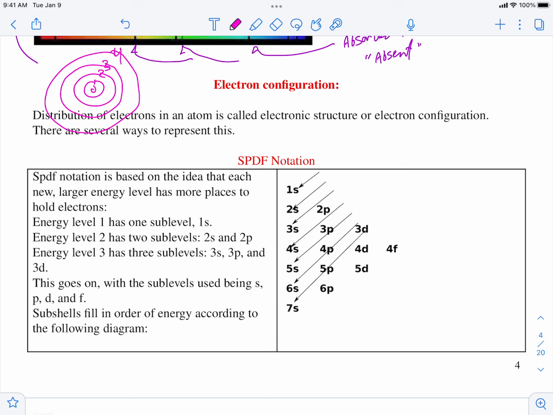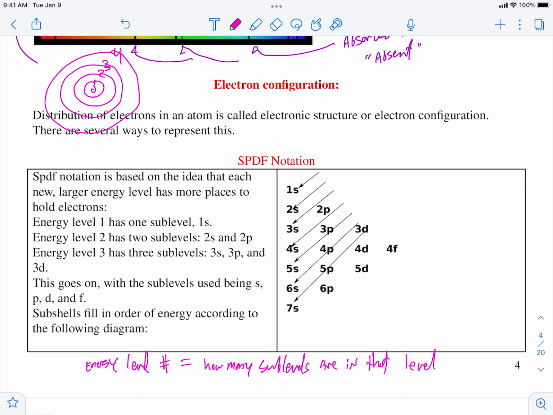So essentially, what we're saying is this. The energy level number equals how many sublevels are in that level. So in energy level 2, there are 2 sublevels. In energy level 3, there are 3 sublevels. In level 4, there's 4. In energy level 5, there's 5. In energy level 6, there's 6, and so on.